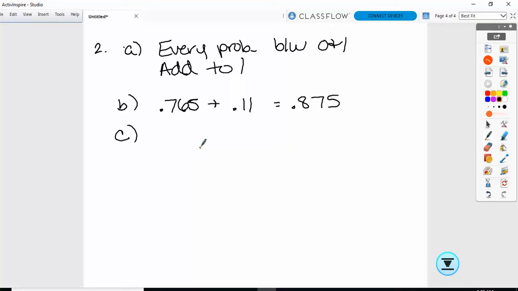What's the probability that the person drives alone, with someone, or on public transportation? Or means what? Add. So I'm just asking you to add three things together. So drive alone, or with someone, so that would be carpool, or public transportation.